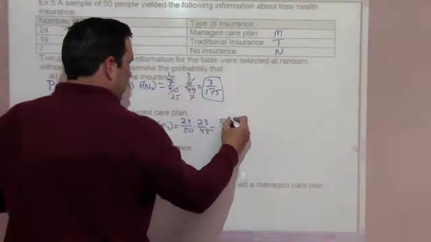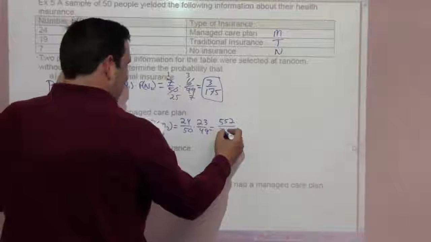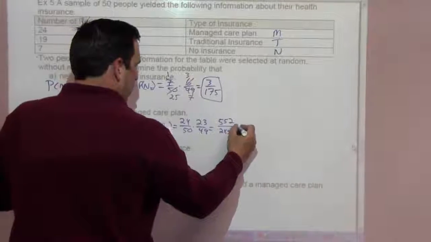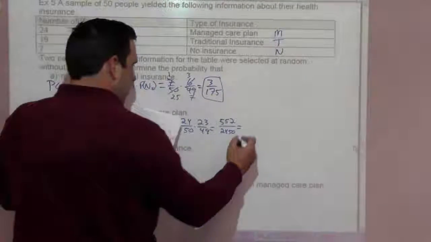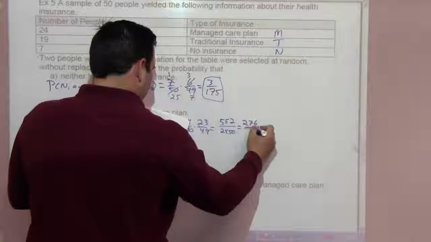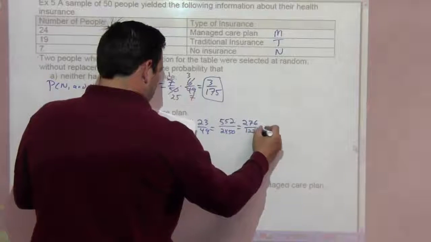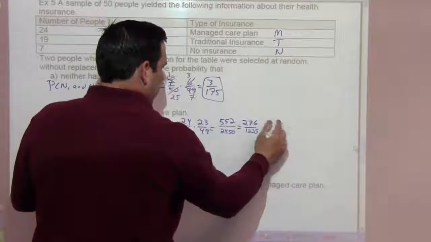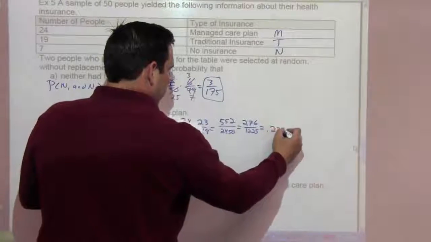That's 552 over 2450, which is 276 over 1225, or approximately, or not even approximately, you can do exactly 0.225.